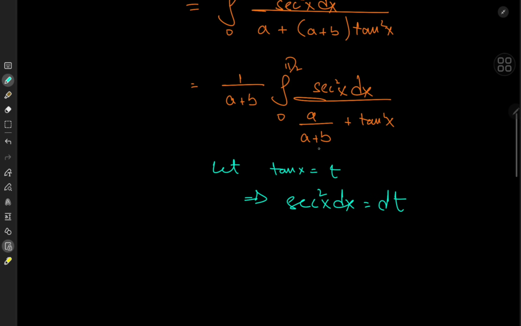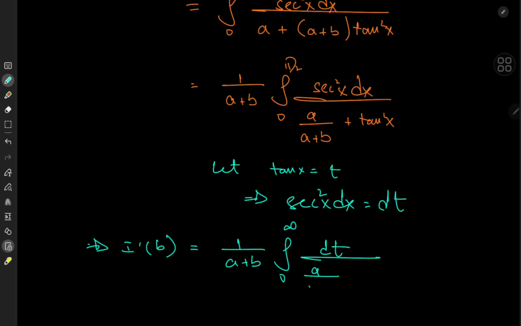Now, as x approaches 0, we get t approaches 0 as well. And as x approaches pi over 2, the tangent approaches positive infinity. So t approaches that. So this implies that I prime of b, terribly sorry about that, is in fact equal to 1 over a plus b, integral 0 to infinity dt over a over a plus b plus u squared, rather t squared.